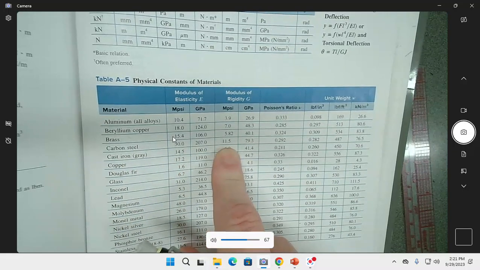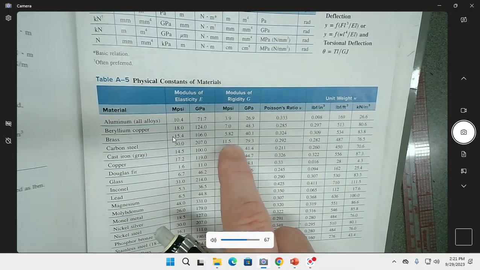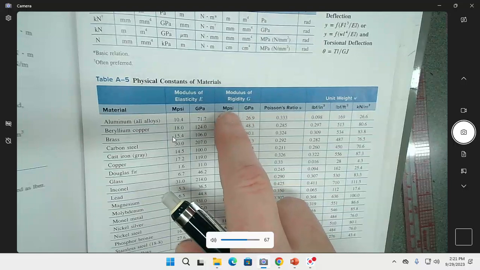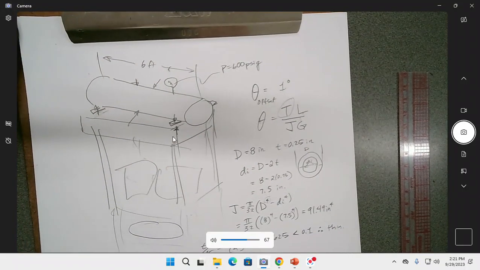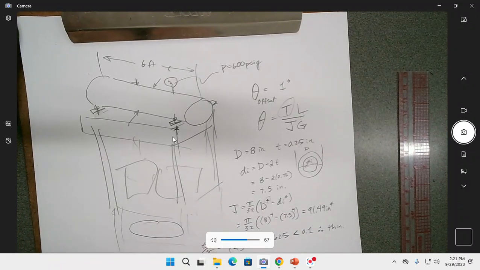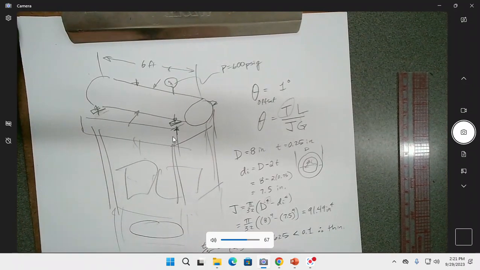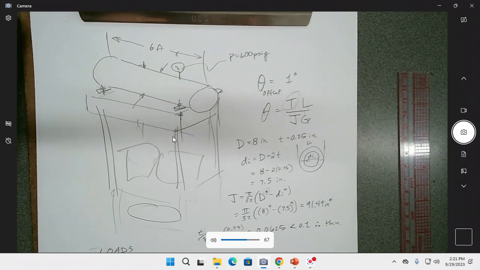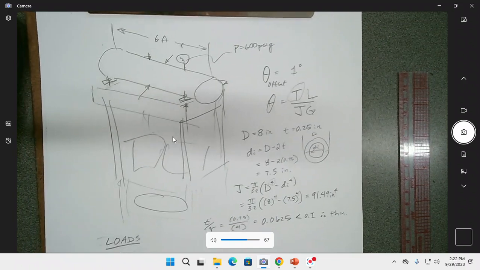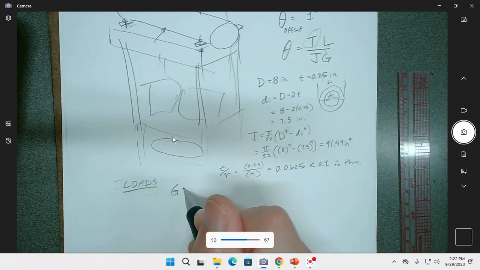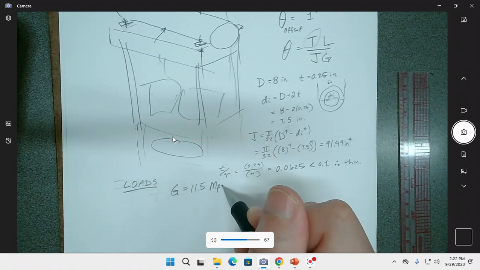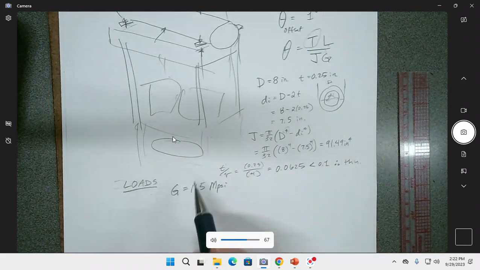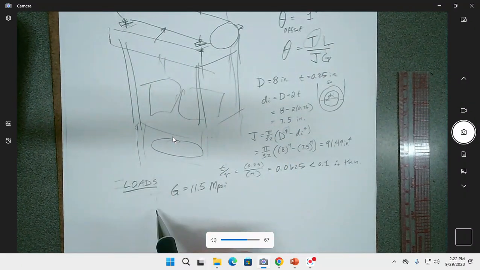So that would be 11.5. That's what we need for that. 11.5 million PSI. Million. It's getting weirder. When would you use the GPa? That would be gigapascals in SI, right? And anytime in metric. All right, so we wrote that down. MPSI? Sure. So we want to find the torque.